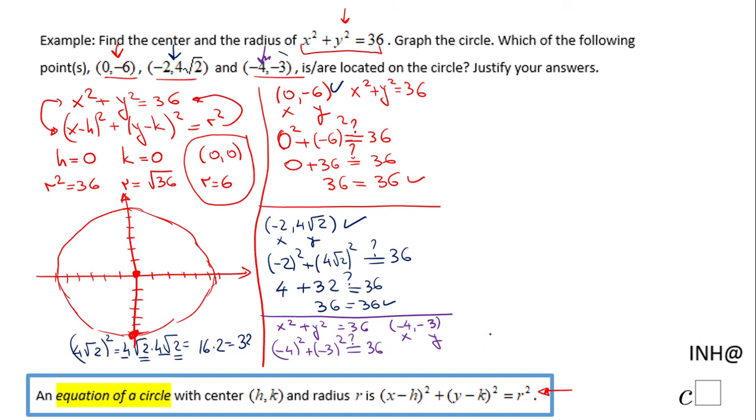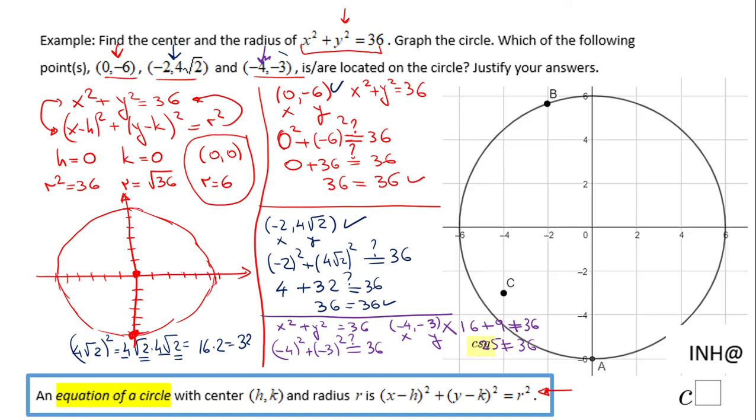And we notice negative 4 squared is 16. Negative 3 squared is 9. That is not equal to 36, because this is in fact 25. Okay, so this point is not on this circle. You can take a look here at a graphical approach, and you notice the same idea. This is (0, negative 6), which you can see if you have this graph accurate. And this is the point that is not on the circle.